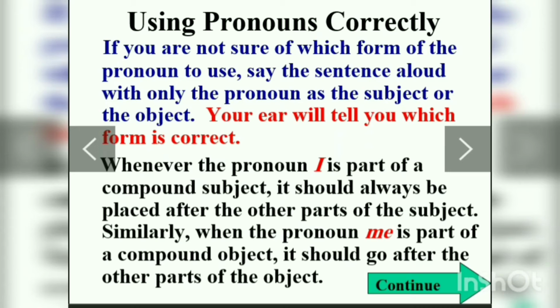If you're not sure of which form of the pronoun to use, say the sentence aloud with only the pronoun as the subject. Your ear will tell you which form is correct. Whenever the pronoun I is a part of a compound subject, it should always be placed after the other parts of the subject. Similarly, when the pronoun me is a part of a compound object, it should go after the other parts of the object.